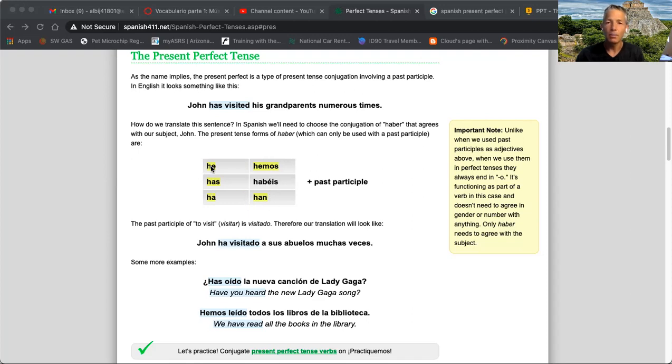Notice that we do not pronounce the H. Never pronounce the H in Spanish. It's just there for decoration. So, has, ha, hemos, habéis, han. Then it's followed by the second verb, which is your past participle. This is what you call your helping verb. Auxiliary is the verb that you need help with, right? Your helping verb is the verb that gives it meaning.